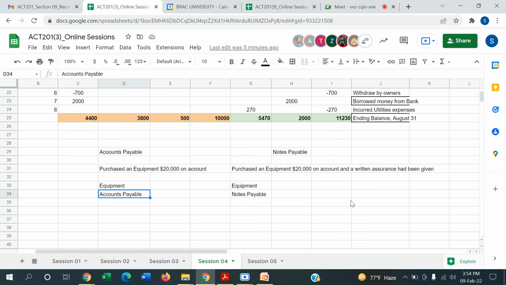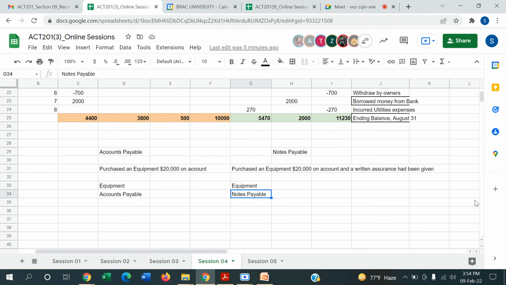And there are some benefits of having notes payable. Sometimes interest can be charged on the notes payable amount. Sir, is notes payable only applicable in banks? Not only in the bank; for any trade transactions, notes payable can be applied. Oh, okay.